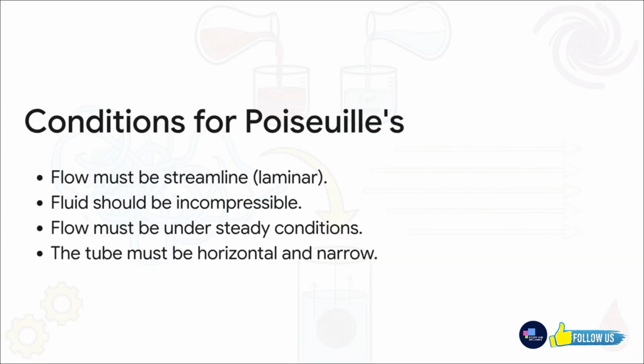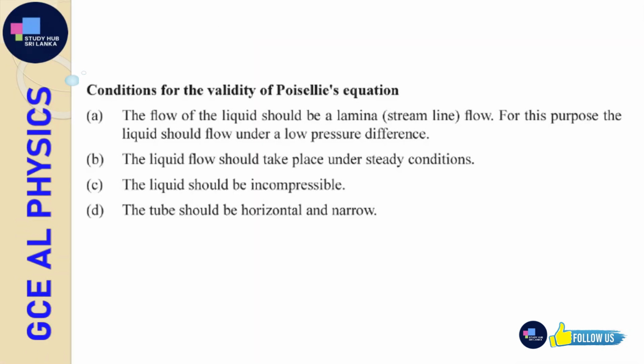And these are the conditions you have to remember for your exams, okay? The flow has to be streamlined, not turbulent. The fluid needs to be incompressible, meaning its density stays the same. The flow must be steady, not speeding up or slowing down. And the tube has to be horizontal and narrow. If all those are true, Poiseuille's equation is your tool.